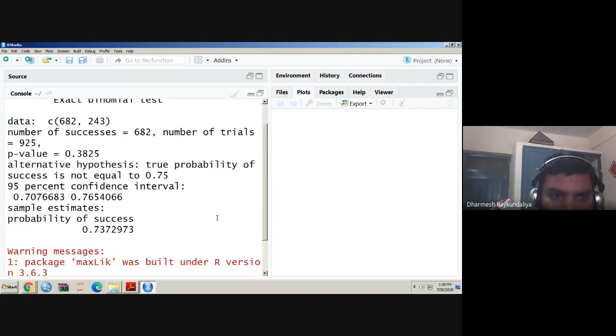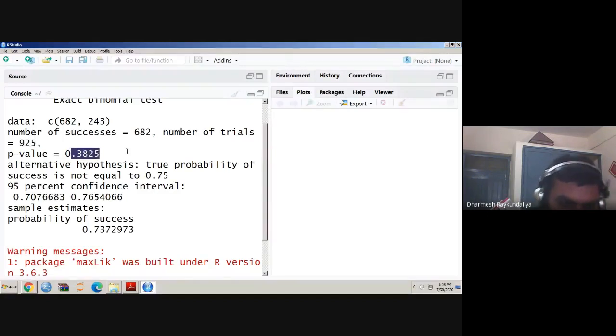It is saying that the number of successes is 682 and the number of failures is 243. And how many total trials? This is the sum of those, so the total trials are 925. You have conducted 925 experiments, and out of 925, 682 are giant plants and 243 are dwarf plants. And you can see the p-value is 0.38.